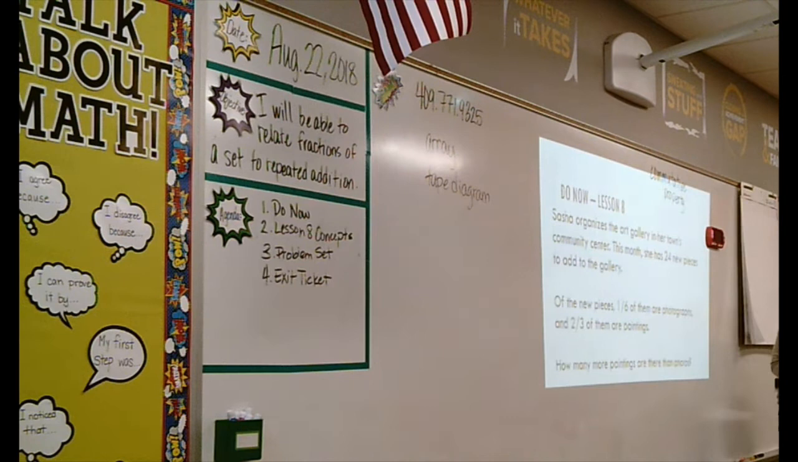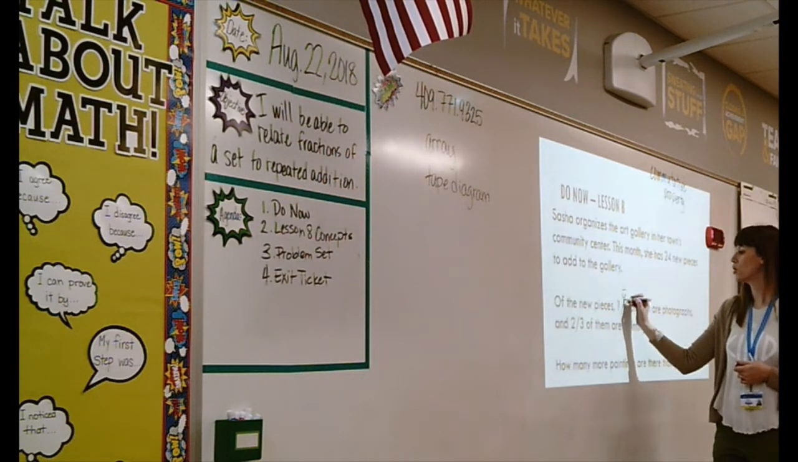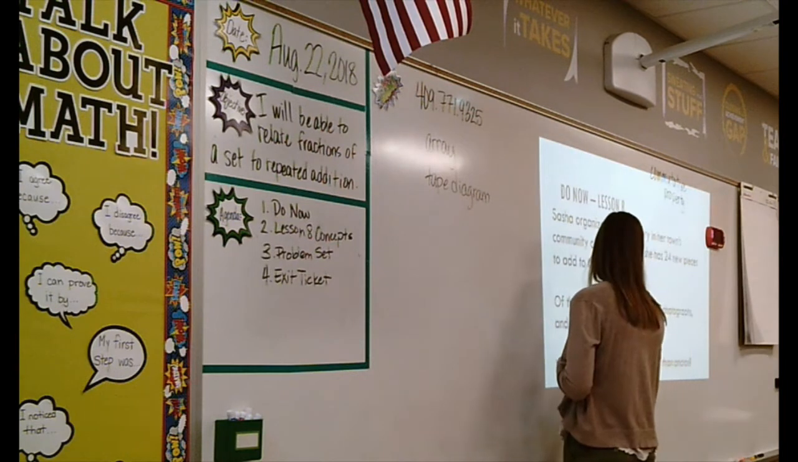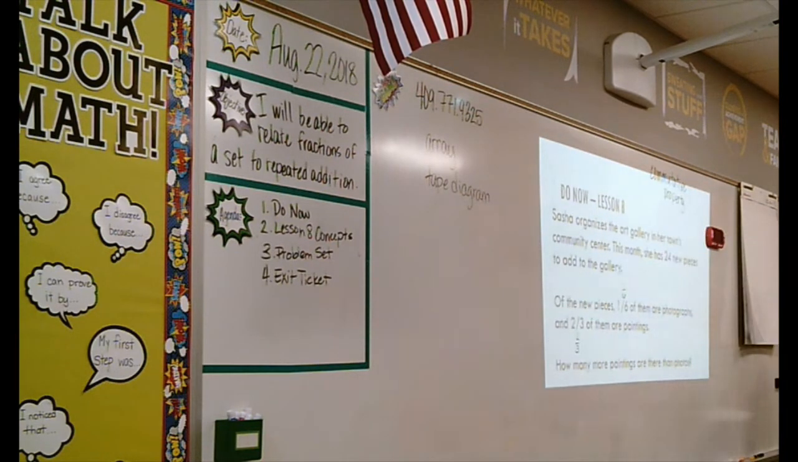So, Sasha organizes the art gallery in her town's community center. This month, she has 24 new pieces added to the gallery. Of the new pieces, 1/6 of them are photographs. 2/3 of them are paintings. How many more paintings are there than photos?